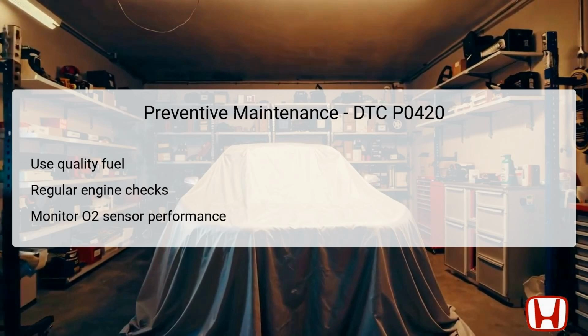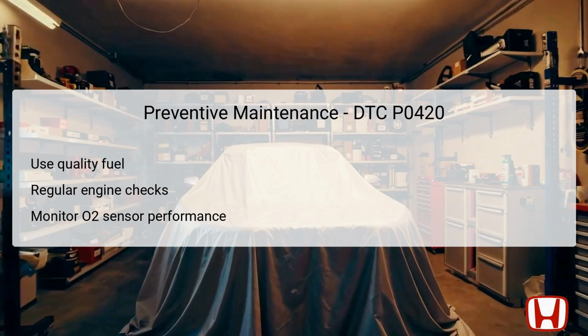To prevent future occurrences of DTC P0420, implementing a regime of regular preventive maintenance is essential. First, always use high-quality fuel that meets the specifications required for the vehicle, as inferior fuel can lead to deposits that harm the catalytic converter.